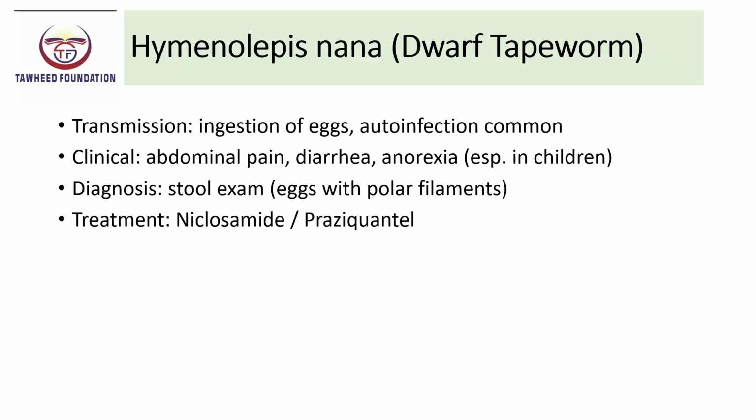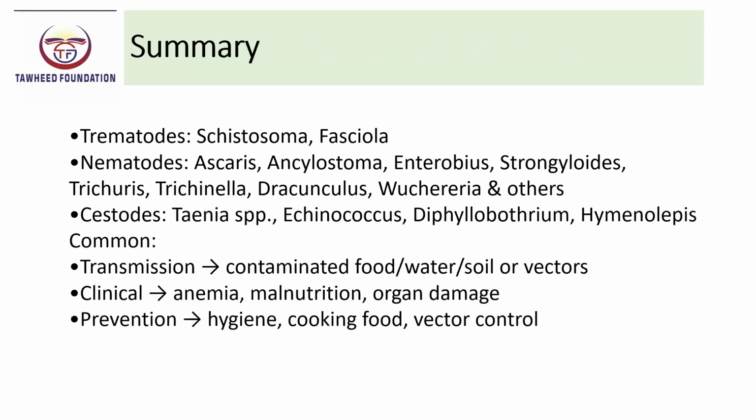Transmission is again through ingestion of eggs. Autoinfection is very common. Clinical features include abdominal pain, diarrhea, anorexia, especially in children and infants. Diagnosis includes stool examination. Treatment, niclosamide and praziquantel.